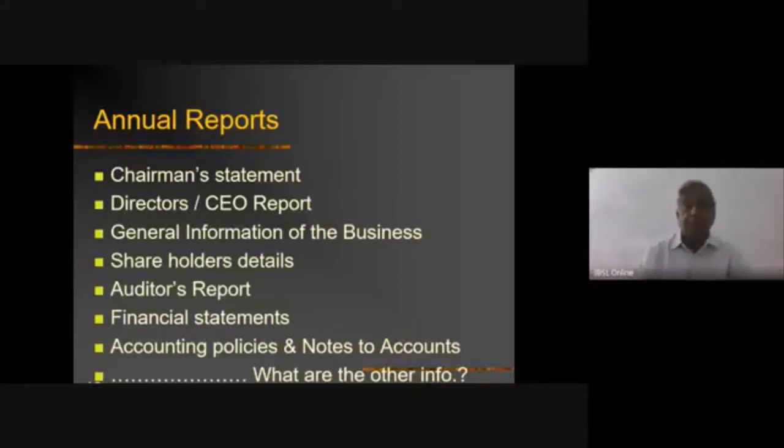CRs, corporate responsibility. Corporate social responsibility, CSR. So what they have done to the society, what their social responsibility is, they would have given. Market information, what they are going to do, their future plan. Those are valuable information for you to do your analysis. So those informations are given.